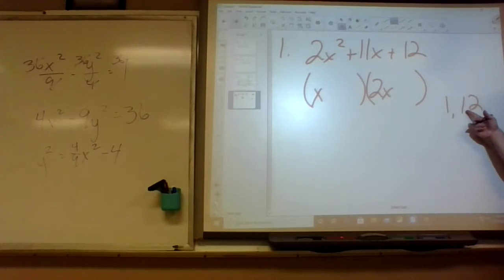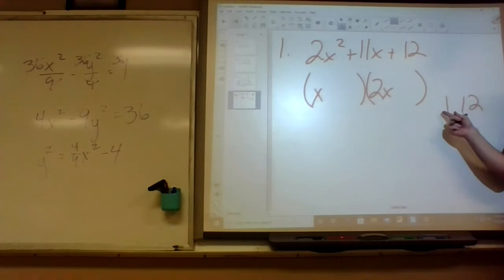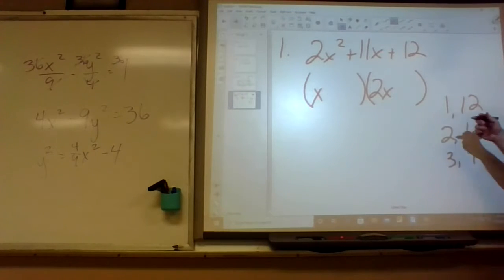Remember that I said the 1 and 12 thing probably would be the last thing I checked. Yeah, that would. I would check 2 and 6 or 3 and 4. 3 and 4 would work. Okay.